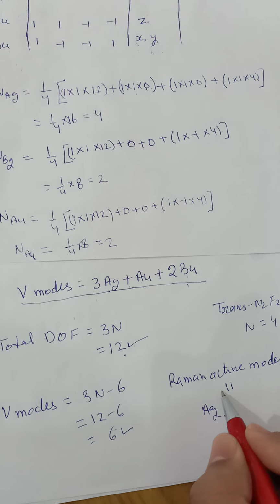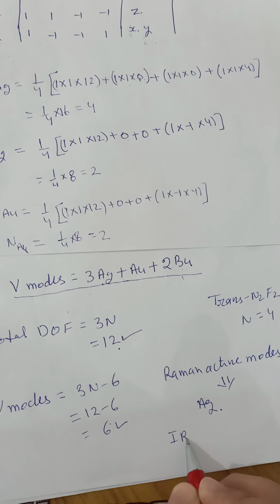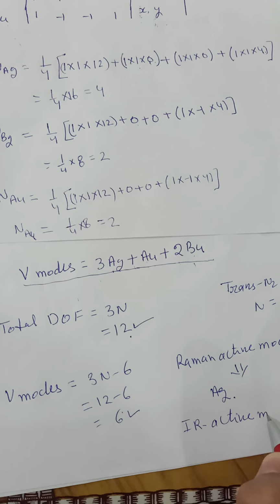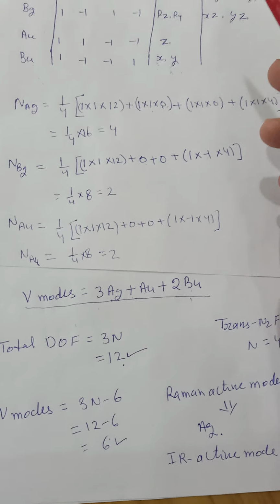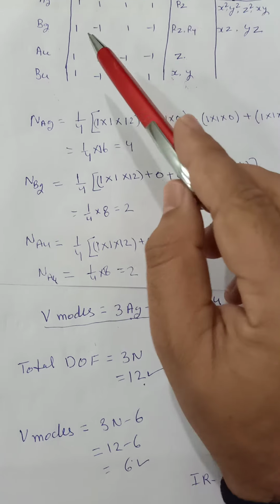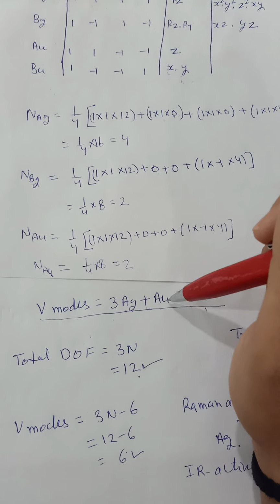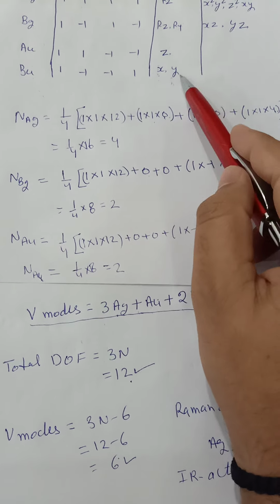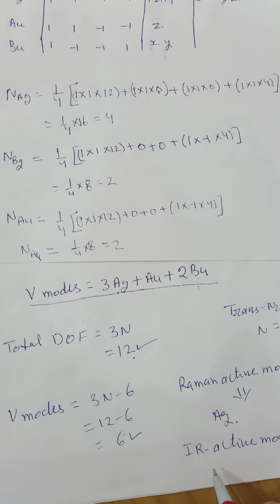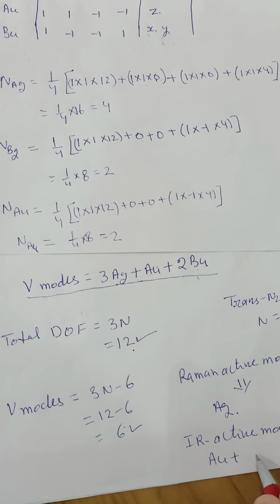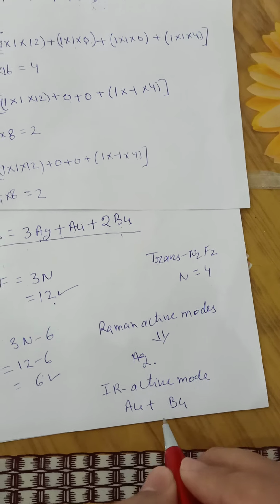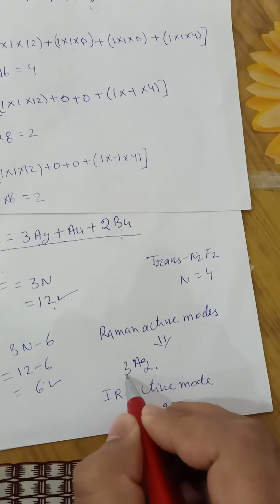Now IR active modes will correspond to X, Y and Z. If you see, Z corresponds to AU, and we have AU in our vibration modes, and XY corresponds to BU, and we have BU in our vibration modes. So AU plus BU, these are our IR active modes. There are 2 BU and there is 3 Ag.